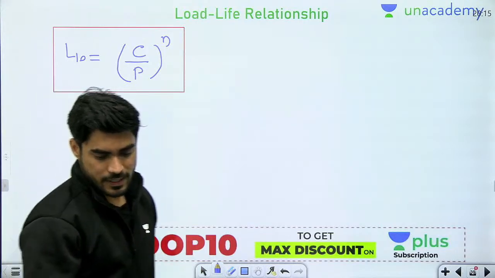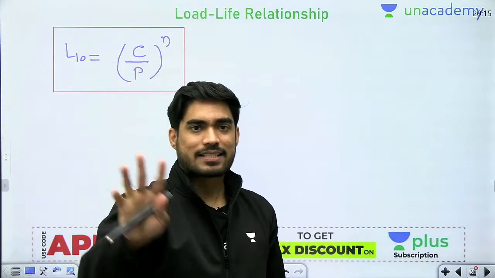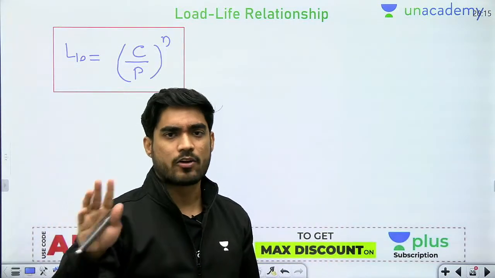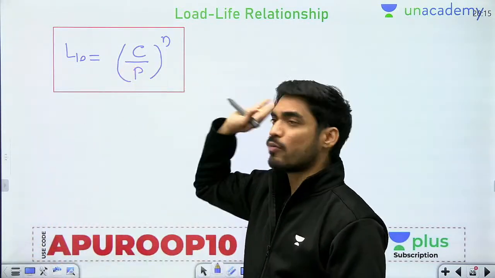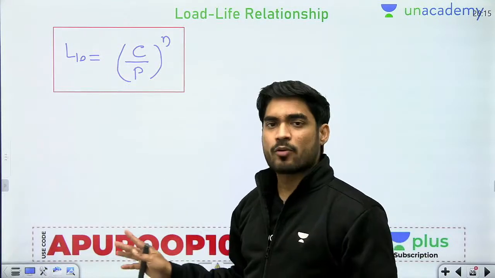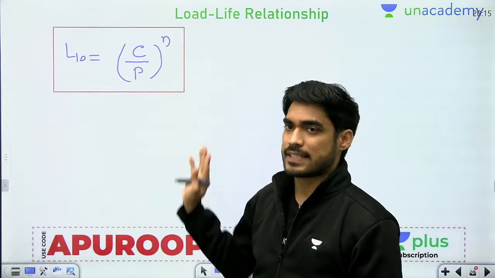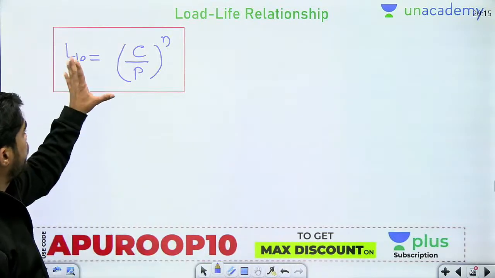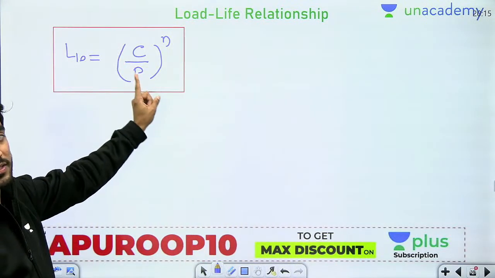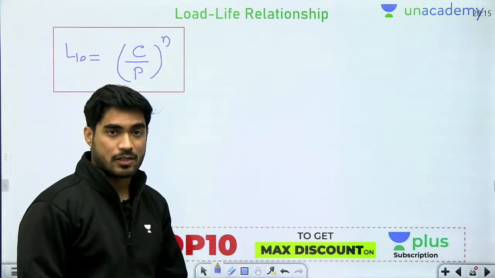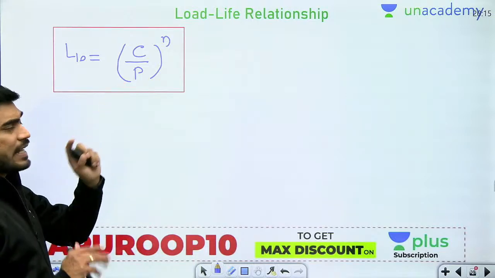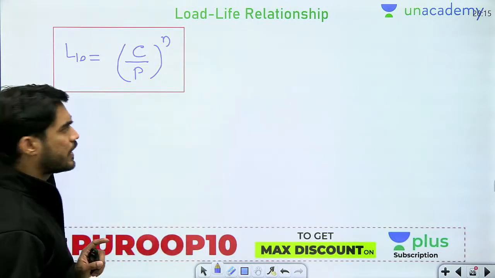rolling contact bearings, because beta, all the numericals till now from rolling contact bearing have been from this equation only. All the numericals that have come till now are only from this relation. L10 equals C by P whole to the power n, okay, where L10 is rated life, that is clear. P is equivalent load, that is also clear, okay.